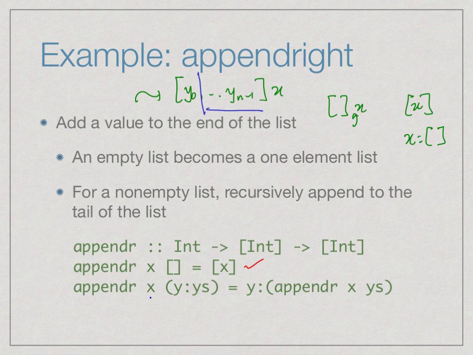And if I want to append right to a non-empty list, I can pull this out and try to insert x into the ys. So the first element of the new list will be the original y, and then what follows will be the result of inductively or recursively appending x to the right of ys. So this is again the same style that we saw before. We have a base case and an inductive step.